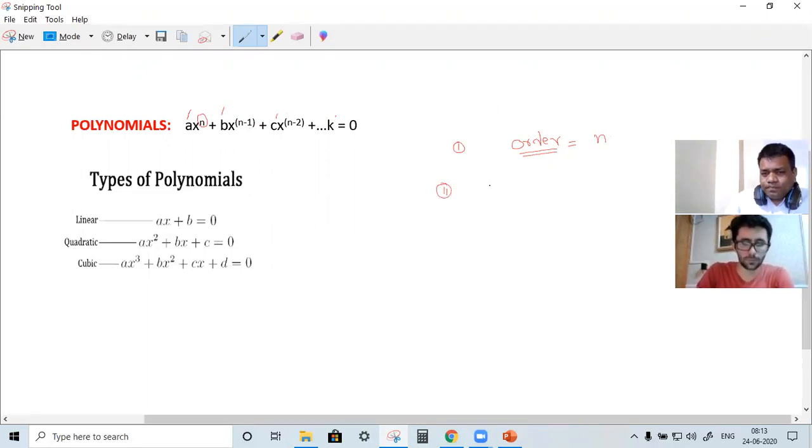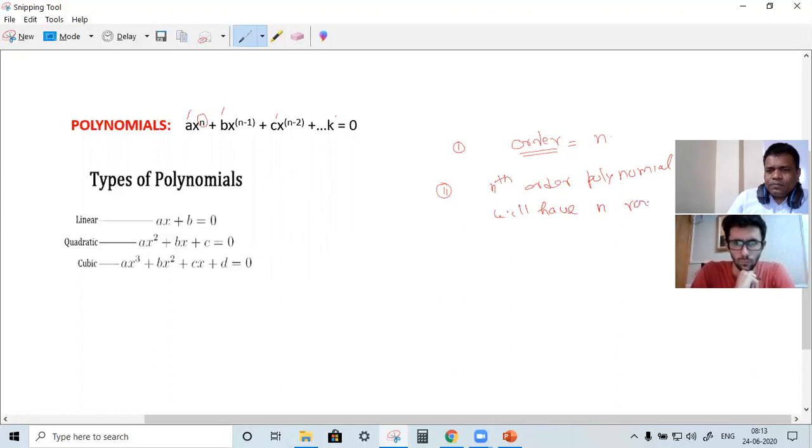Second point is nth order polynomial will have n roots. Means if the order of polynomial is n, the number of roots will be n. What do you mean by roots? Roots means the value of variable which satisfy the equation.